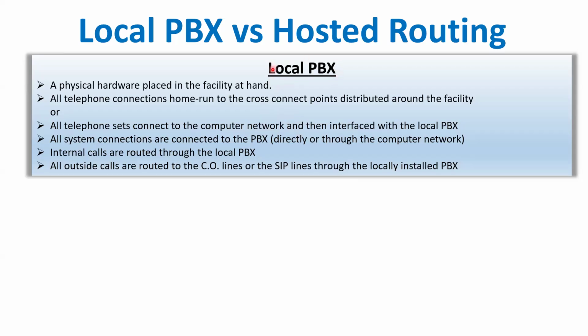Local PBX, that goes with the VoIP or conventional. So the local telephone sets can connect to the computer network or they can connect straight to the PBX. But if it's connected to the PBX, then that thing is connected to the network, or the telephones can be connected to the network, and that PBX can also have a connection to the network, depending on the setup. All system connections are connected to the PBX directly or through a computer network.